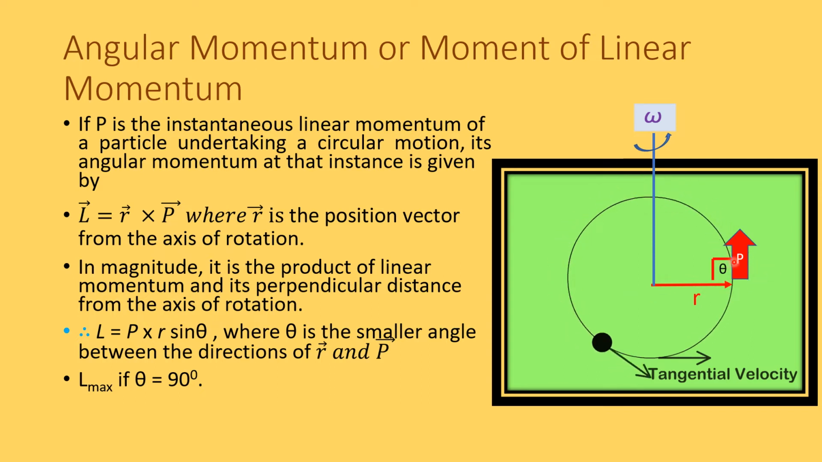As it is perpendicular, the theta value is 90 degrees and sine theta is maximum at 90 degrees, that is 1, and it will rotate with a maximum angular momentum, and its value is 0 when the theta value is 0 or 180 degrees, because sine 0 or sine 180 is 0 and the angular momentum becomes 0 as the object will not be allowed to rotate at a fixed distance.